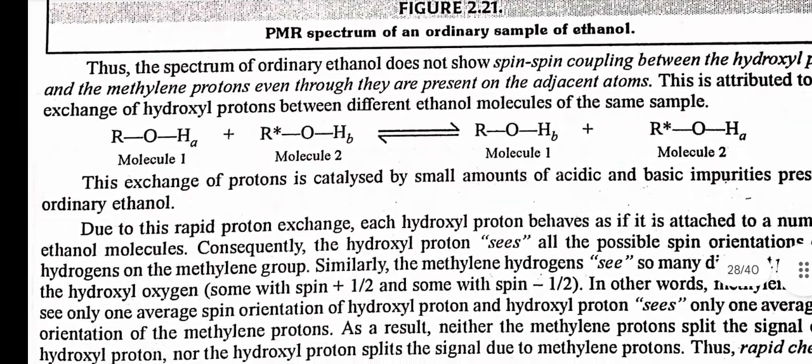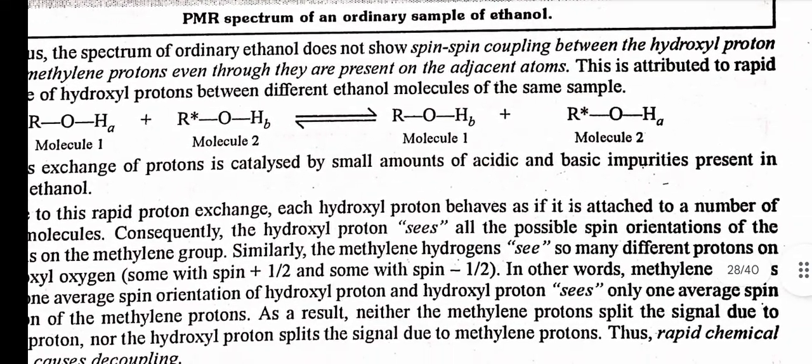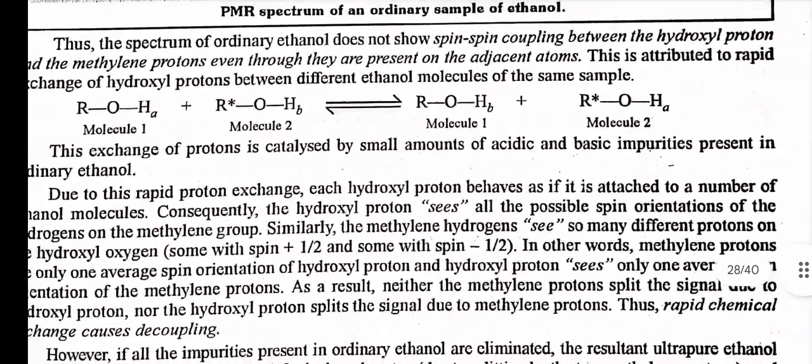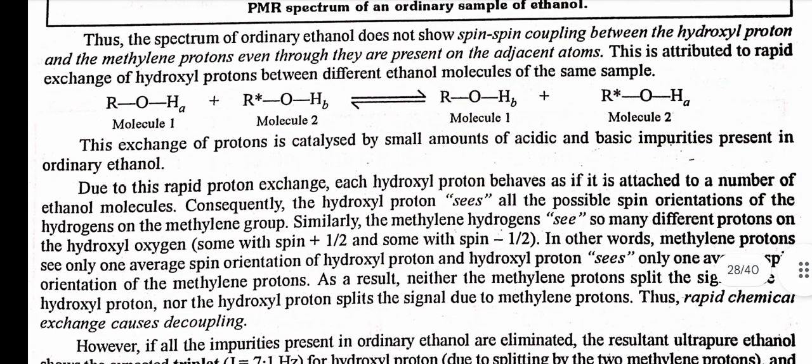Thus, the spectrum of ordinary ethanol does not show spin-spin coupling between the hydroxyl proton and the methylene protons, even though they are present on adjacent atoms. This is attributed to rapid exchange of hydroxyl protons between different ethanol molecules of the same sample. This exchange of proton is catalyzed by small amounts of acidic and basic impurities present in the ordinary ethanol. Due to this rapid proton exchange, each hydroxyl proton behaves as if it is attached to a number of ethanol molecules. Consequently, the hydroxyl proton sees all the possible spin orientations of the hydrogens on the methylene group. Similarly, the methylene hydrogens see so many different protons on the hydroxyl oxygen.